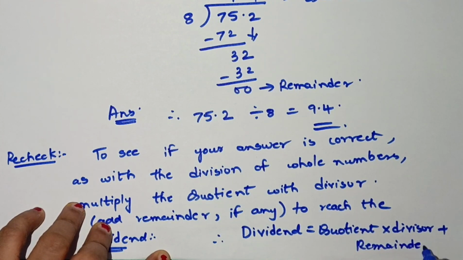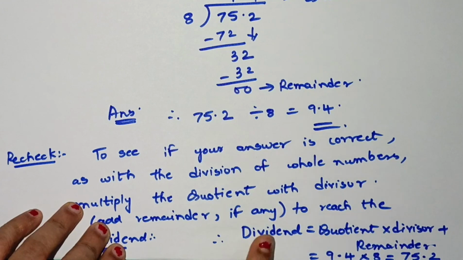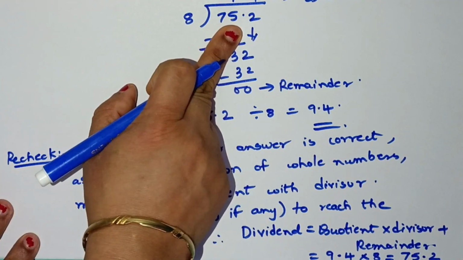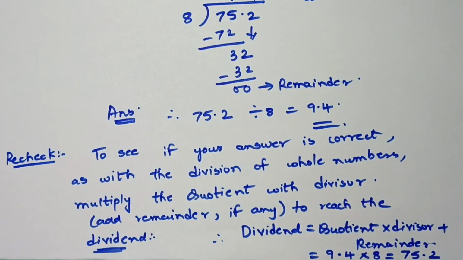Now in this sum, remainder is 0, correct? So what we'll do? 9.4 into 8. When you multiply, what is the final answer you are getting? 75.2, and 75.2 is the dividend. It means your answer is correct.